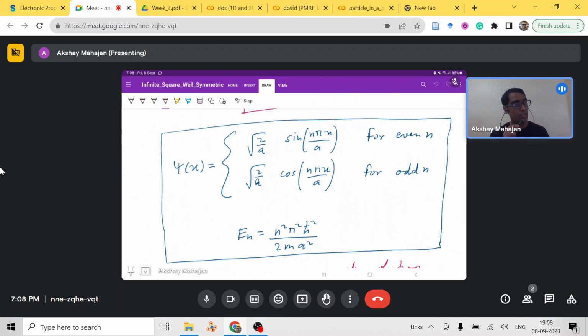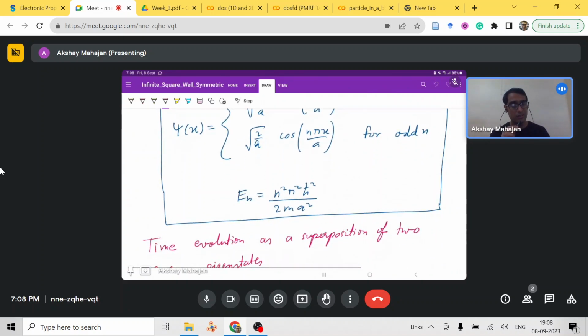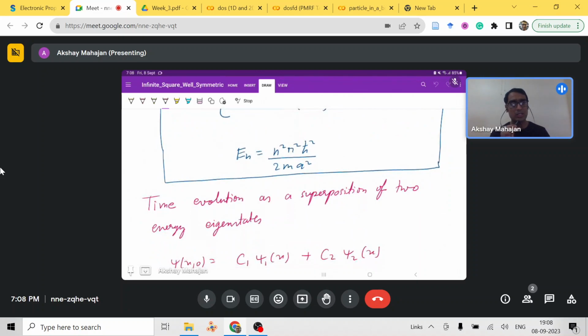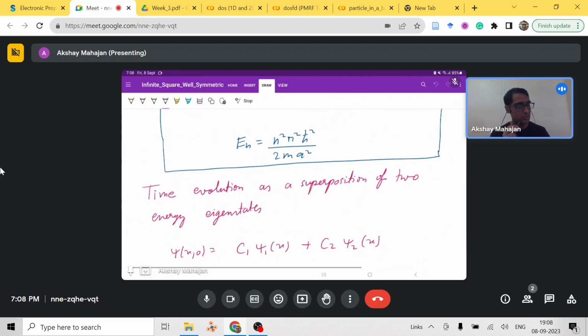In case of a symmetric potential, as we know, our solution will be either even or odd. So we are getting some sine function for the even solution, and for the odd n we are getting this cos function, and our energy eigenvalues are just the same. That just shows that the physics is more or less the same.